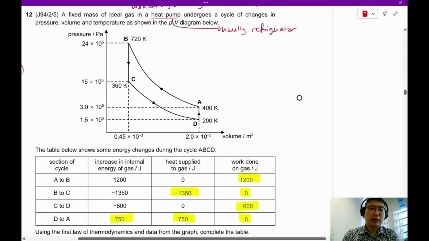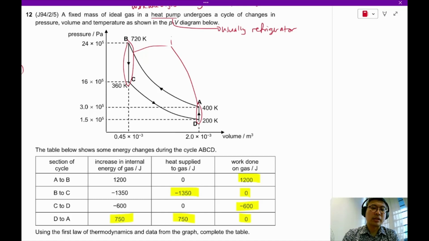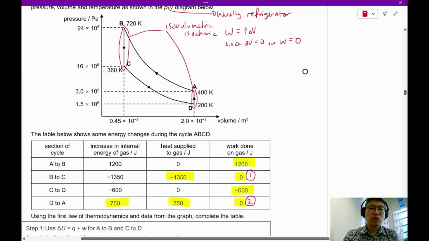The simple zeros that I look for will be any vertical line. These are called isovolumetric processes. In an isovolumetric or isochoric process, the work done is zero, because the work done is P delta V. Since delta V equals zero, W equals zero. So the first two that I'll write will be from B to C is zero, and from D to A is also zero.